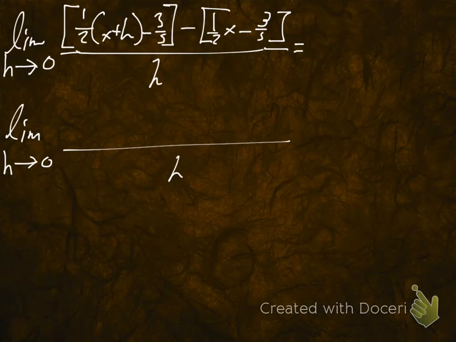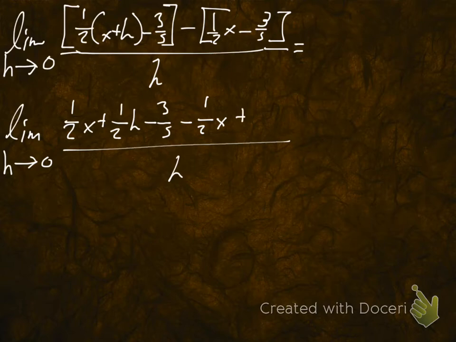And so, more importantly, obviously, we have an h on the bottom, but what do we have in the numerator? Well, we're just going to have 1/2 x plus 1/2 h minus 3/5 minus 1/2 x plus 3/5. Why plus 3/5? Well, look, we have a negative here, but we have a negative times the negative, which is just positive. So that negative negates this negative, making that positive. So we'll say plus now. That's 3/5 on the top over h.